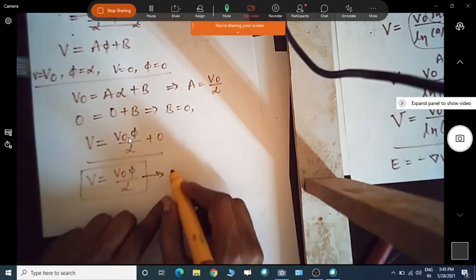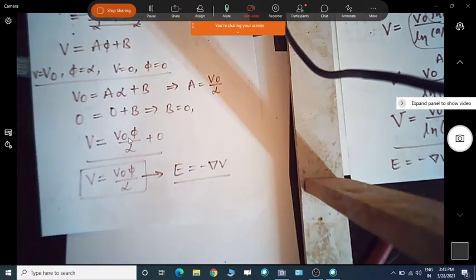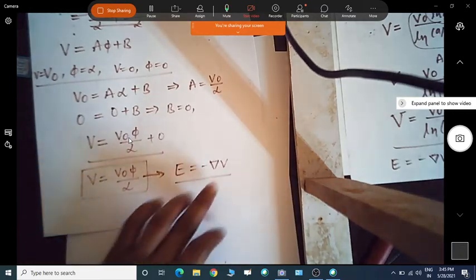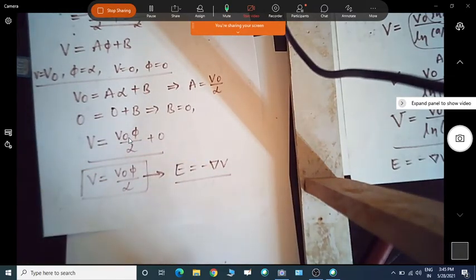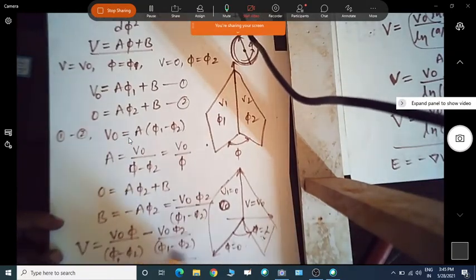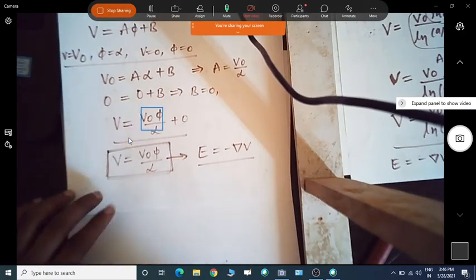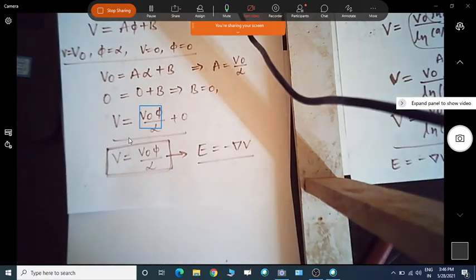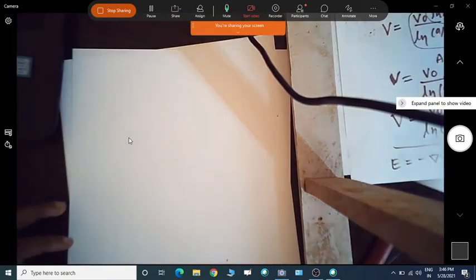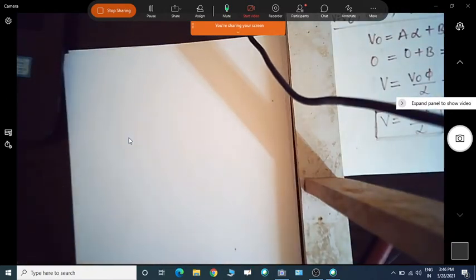Okay. So now we can find out E equal to minus del V. If I differentiate one time, we are going to get the electric field intensity with respect to phi. So now this is the solution with respect to phi. So this is what the cylindrical coordinates. So now we are left with the spherical coordinates. Let us take spherical coordinates.